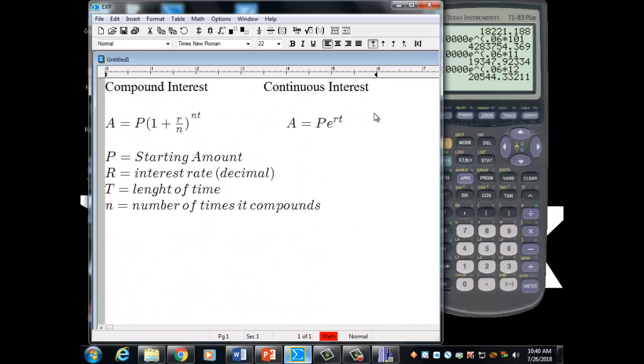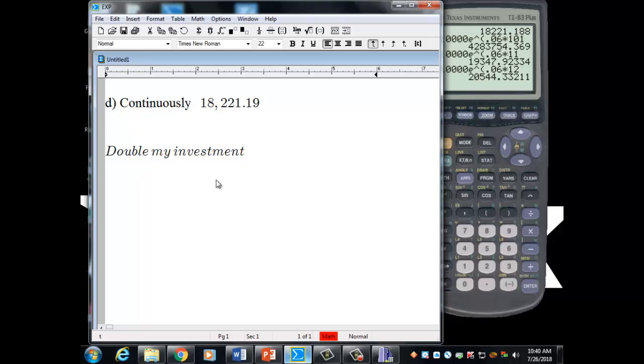If this is my formula, and P is 10,000, right? R is 6%. And what do I want? I want to double that, yes? So how much do I want this amount over here to be? Do we agree? How do I solve that for T?